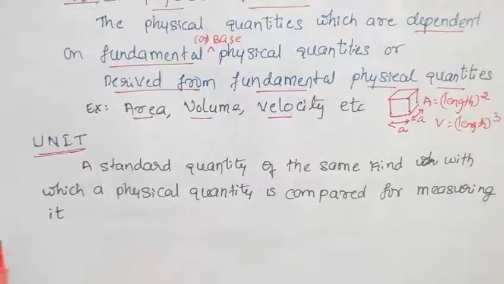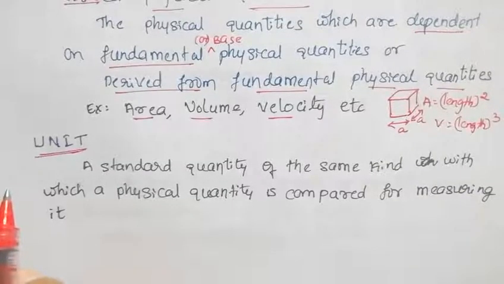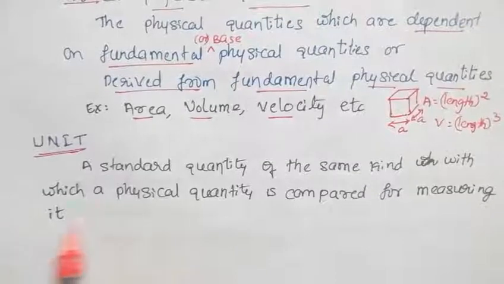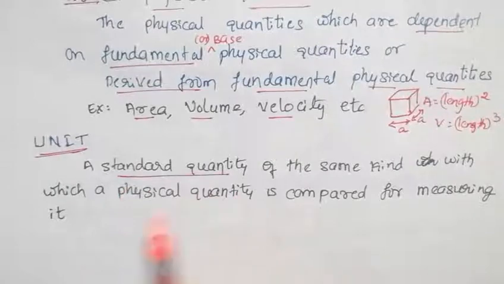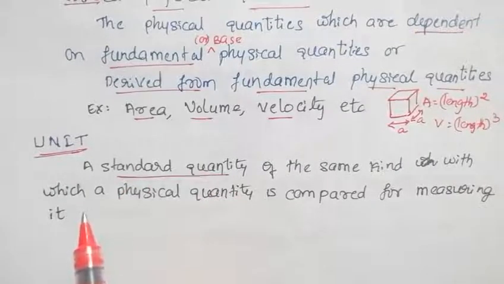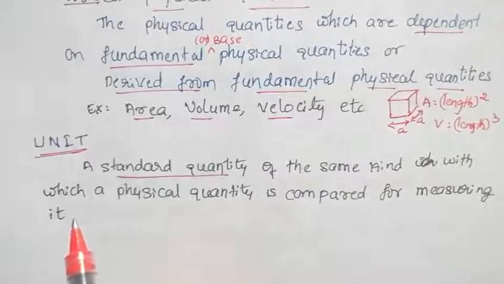Now, what does unit mean? A unit is what we use to express physical quantities. So how are we going to express them? Let us take a standard quantity. Any standard quantity will do. The condition is that this standard quantity must be convenient and easily reproducible.